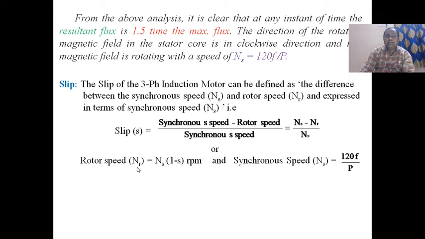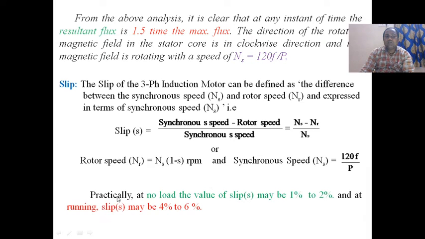If you solve this, S is equal to Ns minus Nr by Ns. So find Nr from this equation. We get Nr is equal to Ns of 1 minus S rpm, and synchronous speed Ns is equal to 120 f by P. Practically, at no load the value of slip may be 1% to 2%. At running, slip may be 4% to 6%.